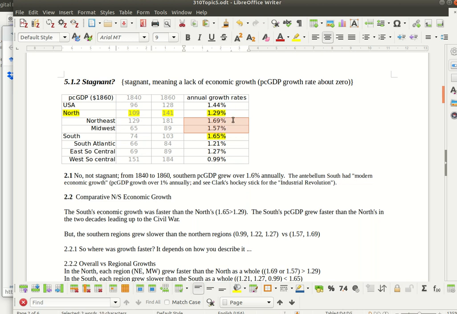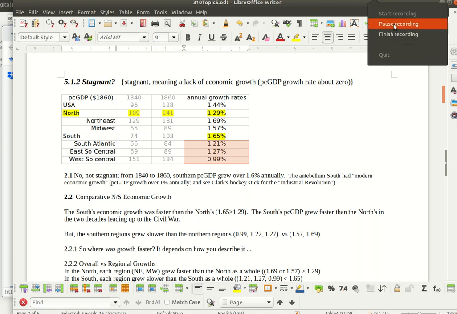Northeast and Midwest are both growing faster than the North as a whole. Similarly, there's an apparent discrepancy or anomaly. The southern regions are experiencing slower economic growth than the South as a whole. So think about that for a minute, ask how that can be, and then read the notes that follow down here and make sure you're able to go, oh, yeah, of course that's what's going on.